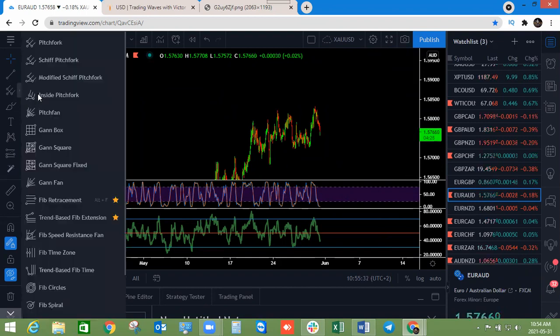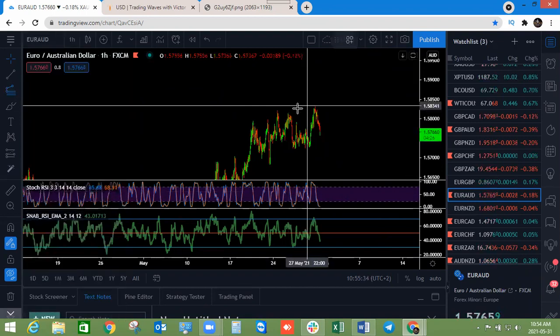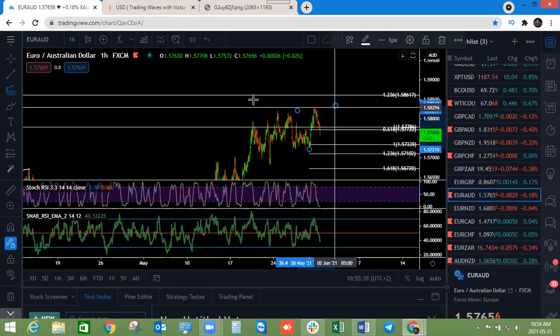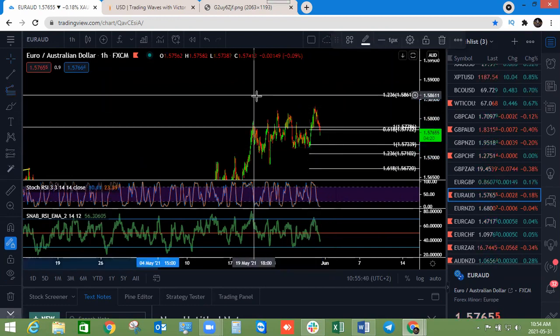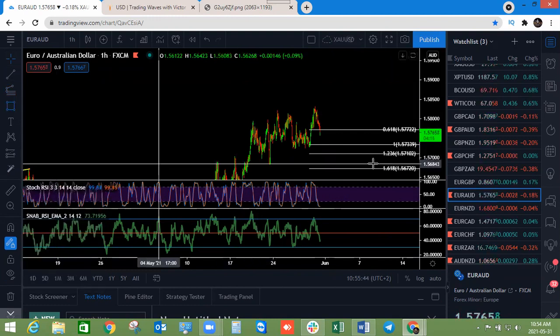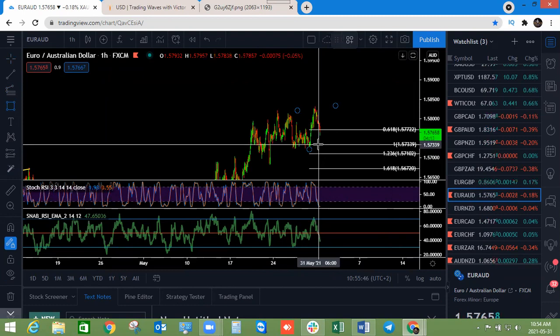That is Euro Aussie. Let's plot the blue box. We'll be watching that in the next couple of trading sessions. Let's delete that. So our blue box here on Euro Aussie is around this area.